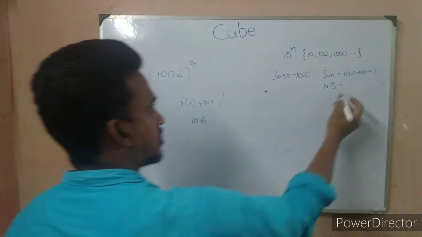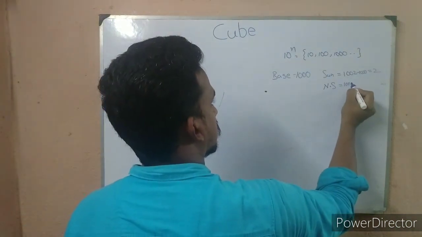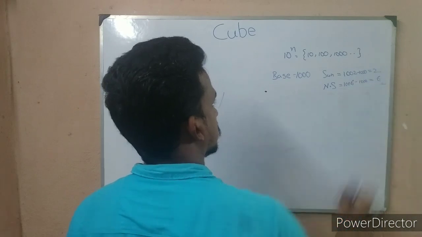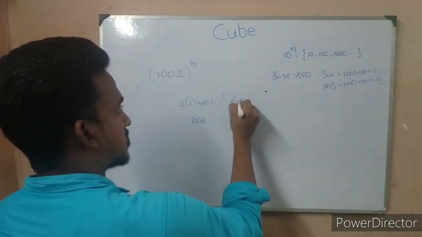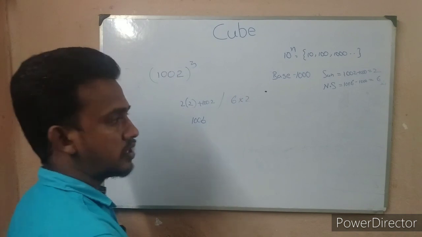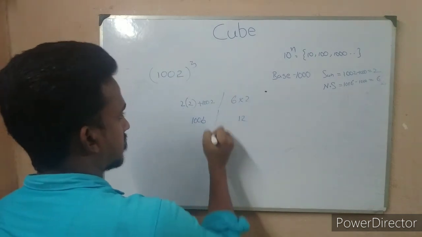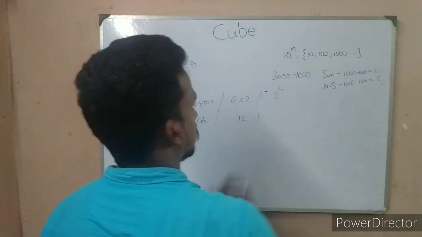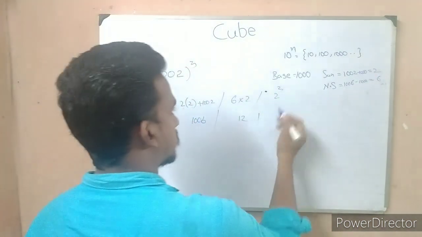What is the new surplus? 1006 minus 1000, which is 6 only. We have to multiply this new surplus with the old surplus, which will become 12 again, right? The next step is that we have to cube the original number. So what is the cube of this number?